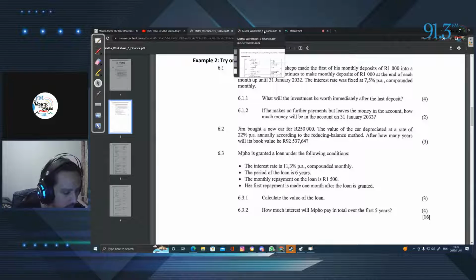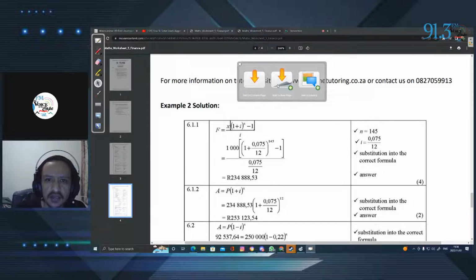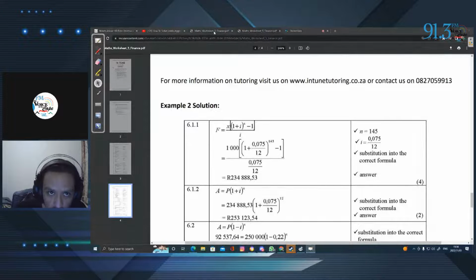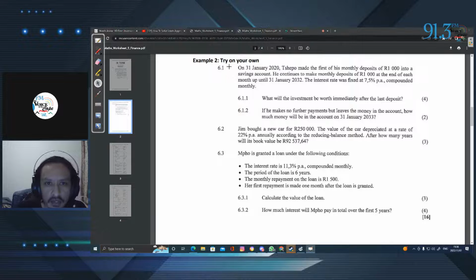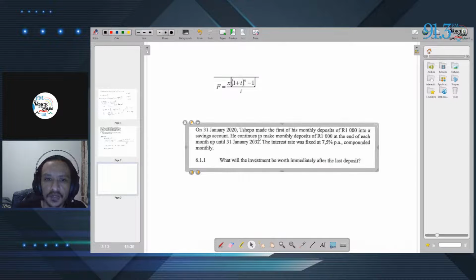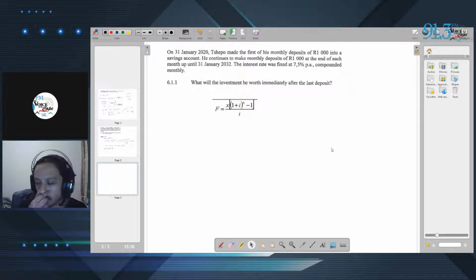So now let's take a look. All we do is substitute the values in. I'll grab this formula and add it to a new page, and we will take a look at the question. I'll go back here, grab this, and we'll do this together. Now there's our formula, which you'll find in your formula sheet.